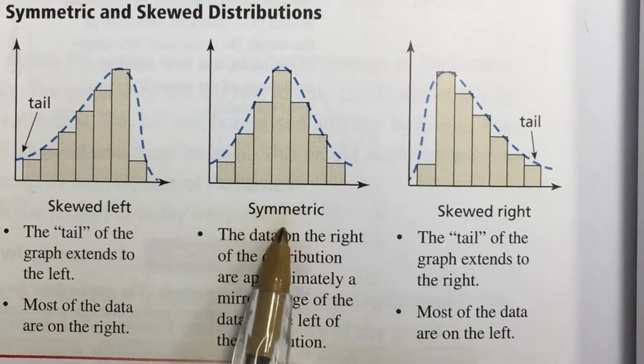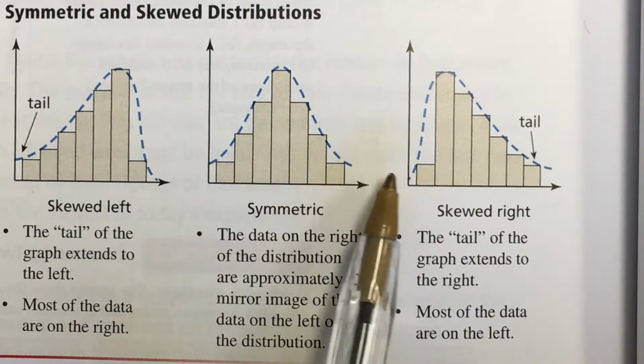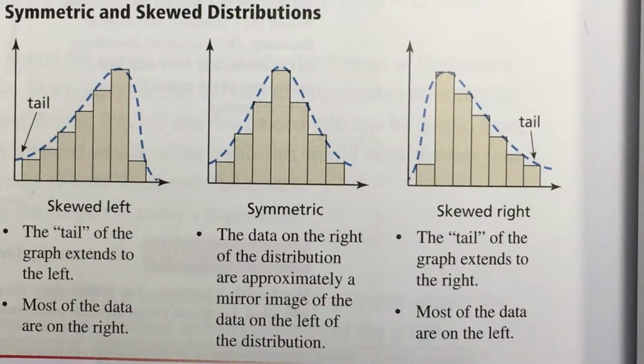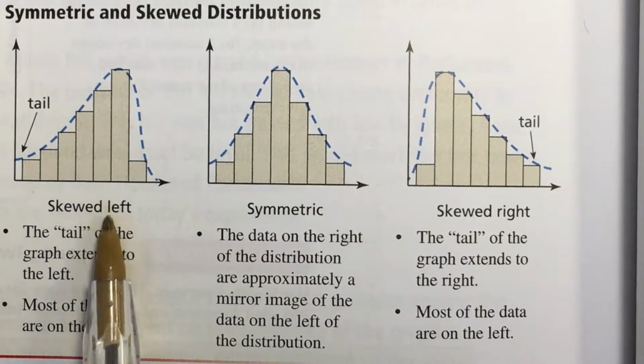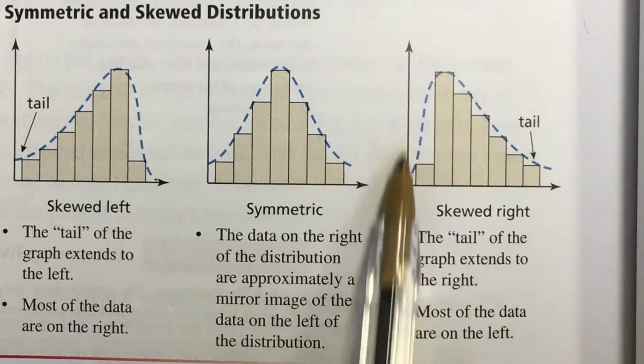A symmetric bar graph or histogram means the right of the distribution is approximately a mirror image of the left of the distribution. You basically have both the left and right hand side look about the same, and you have a high point in the middle. For a skewed right, which would be the opposite of skewed left, the tail of the graph extends off to the right, and most of your data will be on the left hand side.